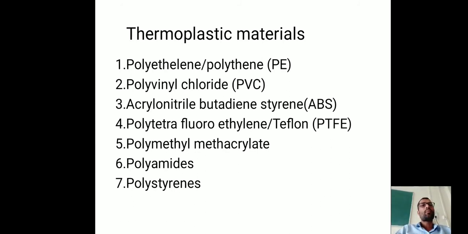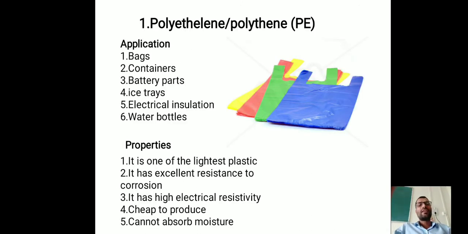First, polyethylene or polythene, PE, that we have to discuss in detail. Second, polyvinyl chloride, means PVC. Next, acrylonitrile butadiene styrene, means ABS. Polytetrafluoroethylene or Teflon, means PTFE. Then polymethyl methacrylate. Then next, polyamides. And at last, polystyrenes. These 7 materials we have to discuss in detail. So friends, start with the first thermoplastic material, polyethylene or polythene.